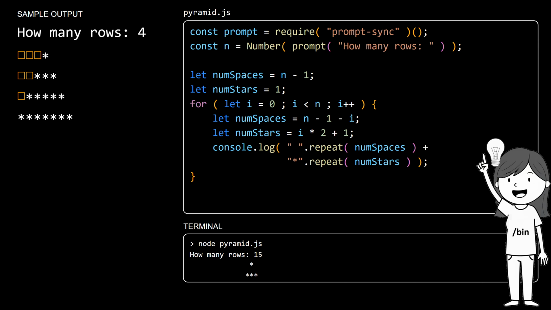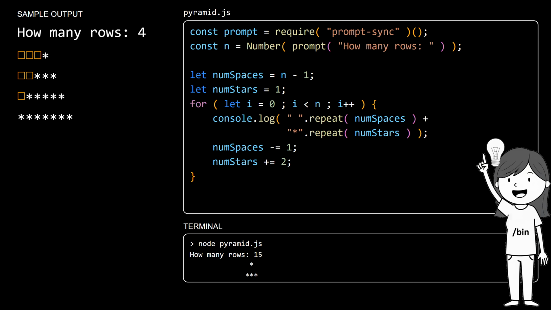Then in our loop, after printing a line with numSpaces followed by numStars, we simply change the 2 variables to prepare them for the next iteration through the loop. So we add 2 stars and subtract 1 space. And this all replaces our 2 complicated computations, which makes our inner code critic happy.